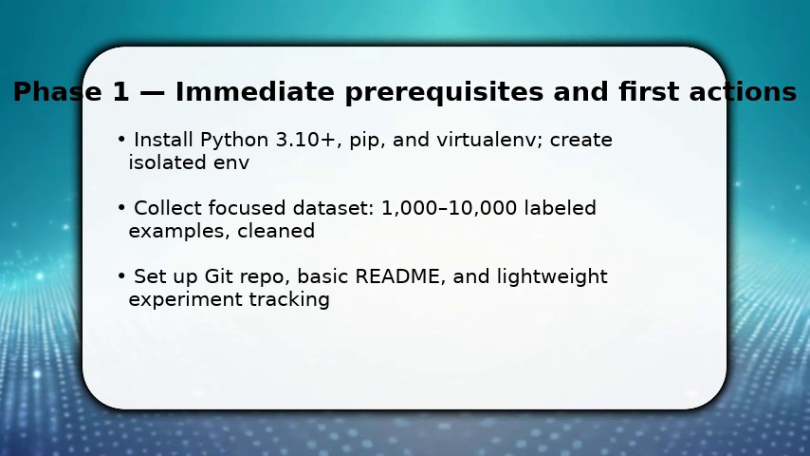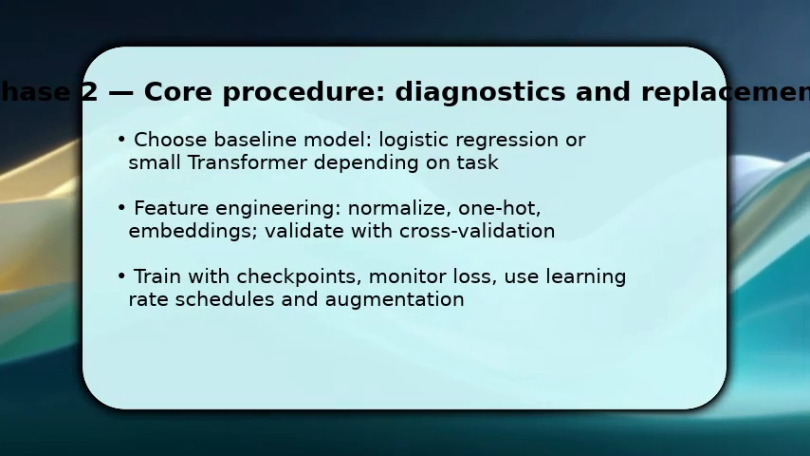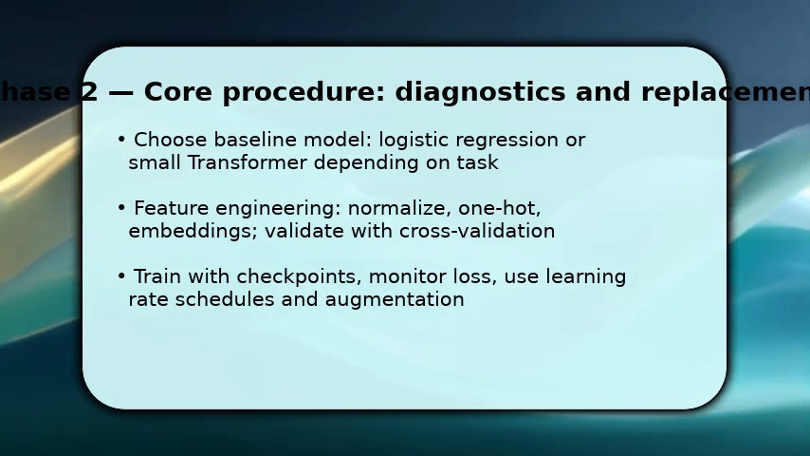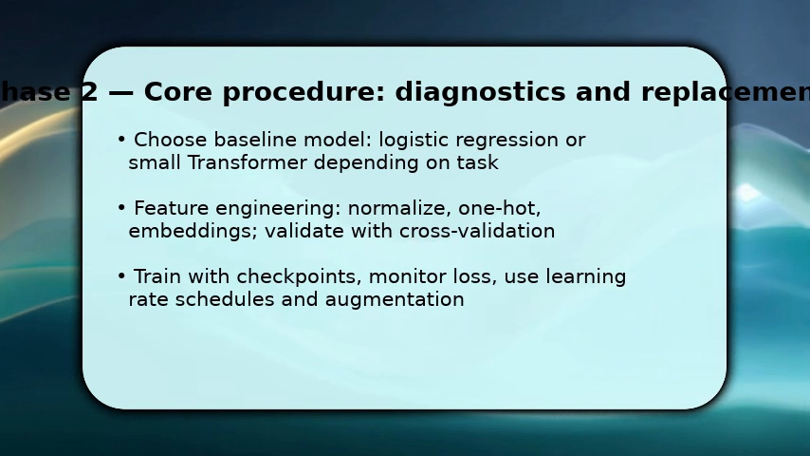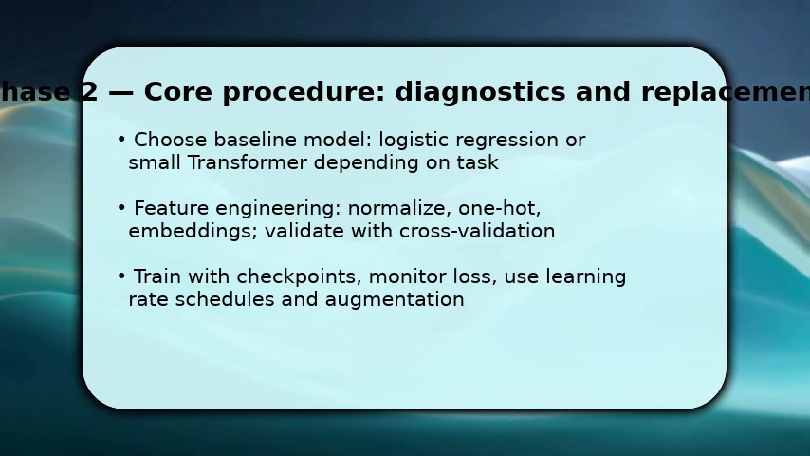You then build and iterate. Pick a clear baseline, logistic regression for tabular or a small transformer for text, and implement it quickly. Next, engineer features. Normalize numeric inputs, one-hot categorical ones, or add embeddings. Validate every change with cross-validation so you know what helps.